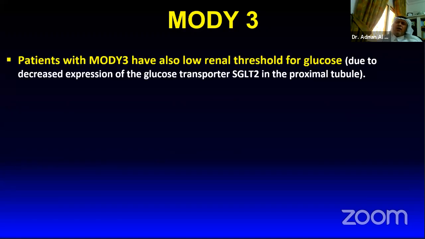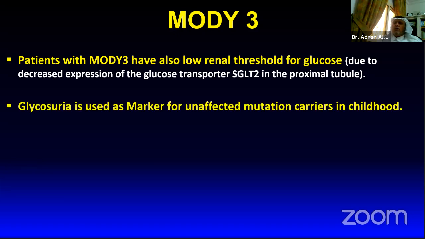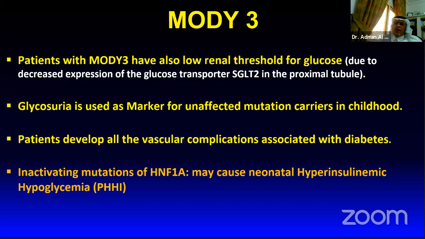And then MODY3, they have a very interesting finding. They have a low renal threshold for glucose. So if you diagnose one case, then you can screen the family by checking the glucosuria. If it is positive, then go ahead and do the genetic testing, because it's the marker for the unaffected carriers.